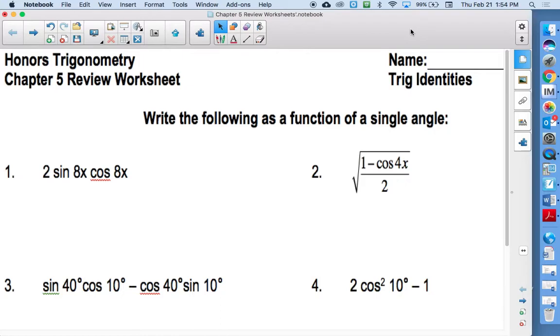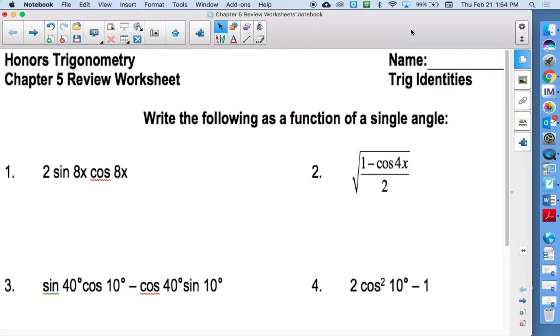This is a little bit of matching. If you look at number 1, the goal for 1 through 6, I think, is to write the function as a single angle. Right now, it might be in expanded form. We want to condense it by matching it with one of the formulas that it looks similar to. What does number 1 look similar to? 2 sine 8x cosine 8x. What does that look close to? Look at those formulas.